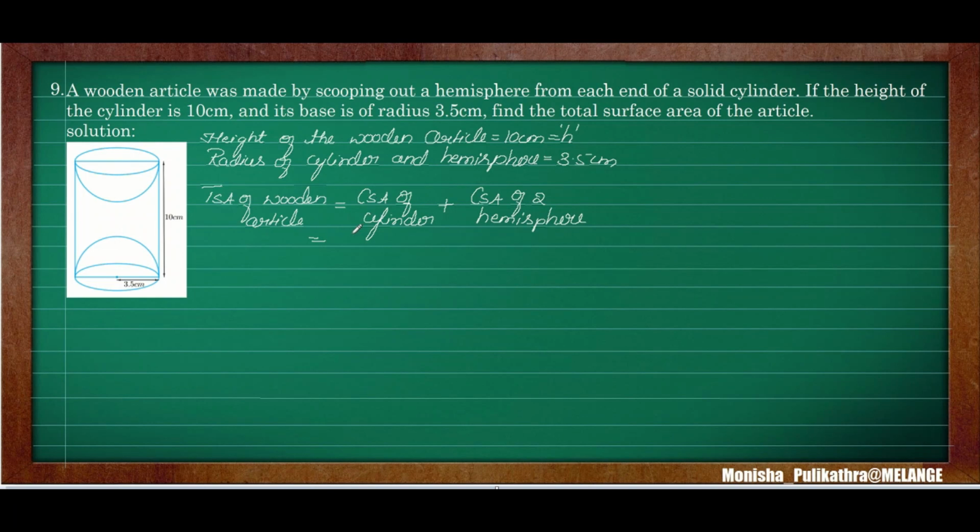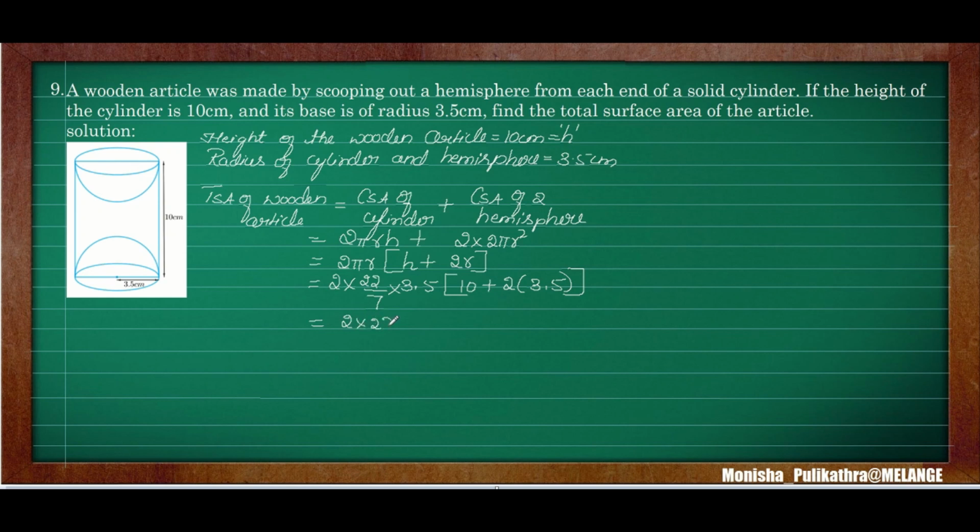So the curved surface area of a cylinder formula is 2 pi RH, plus the curved surface area of two hemispheres is 2 into 2 pi r square. The curved surface area of a hemisphere is 2 pi r square, and since there are two hemispheres, we have to take 2 into 2 pi r square. So 2 pi r we need to take common, and the remaining will be h plus 2r. So 2 into 22 by 7 into r, where r is 3.5, into h, the height, which is 10, plus 2 into r, which is 3.5.